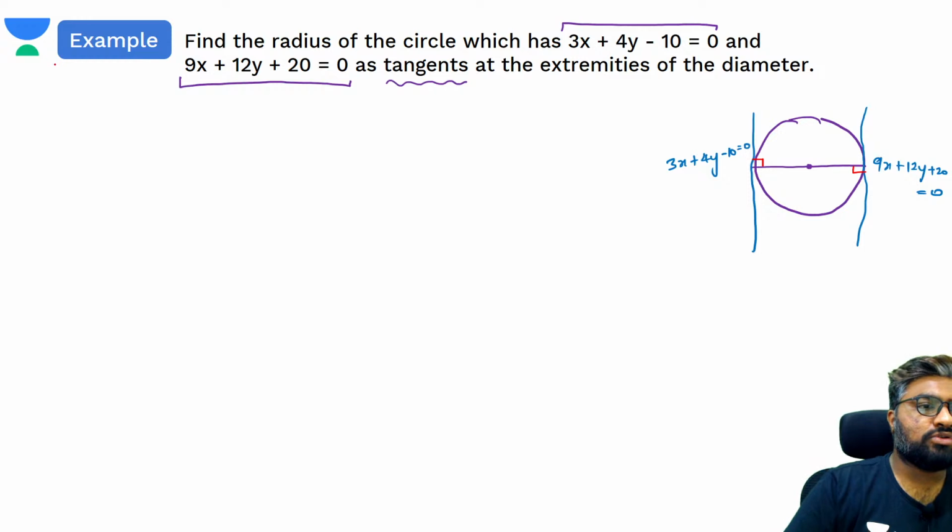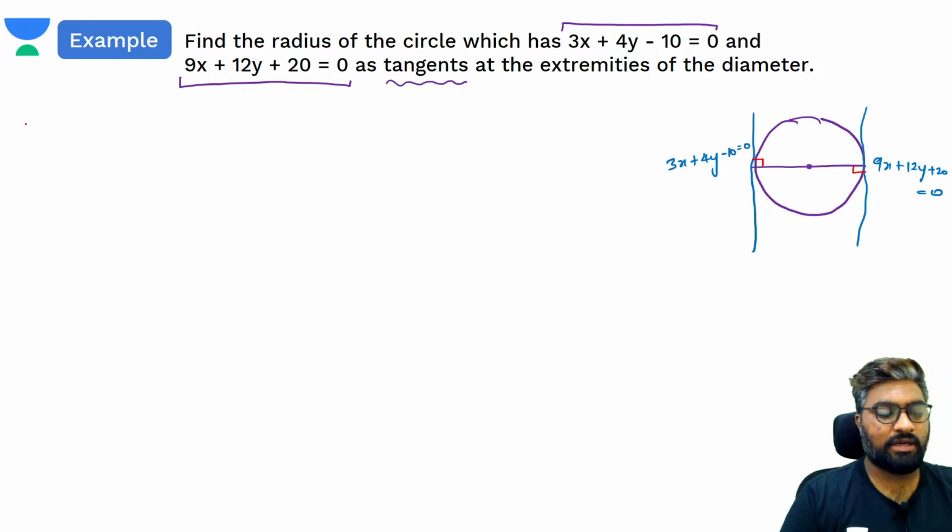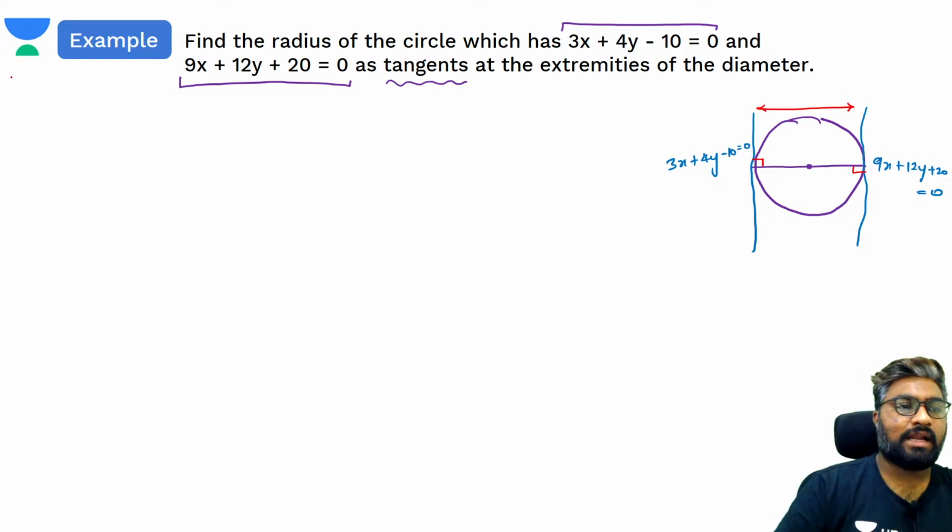So for this we need to know the relation between two perpendicular lines, or we need to know the distance between two parallel lines. It is understood that these two tangents are parallel, correct? Tangent 1, this line, and this is tangent 2. These two are parallel lines, correct? Tangent 1 will be parallel to tangent 2.